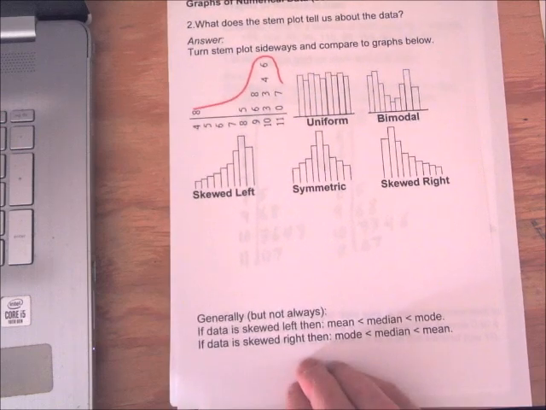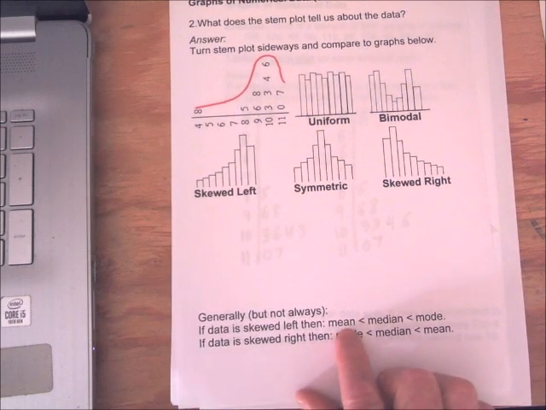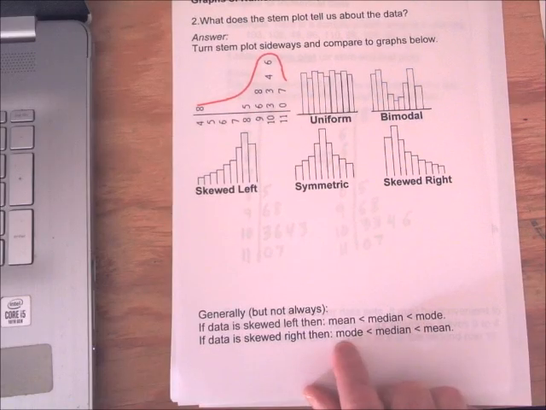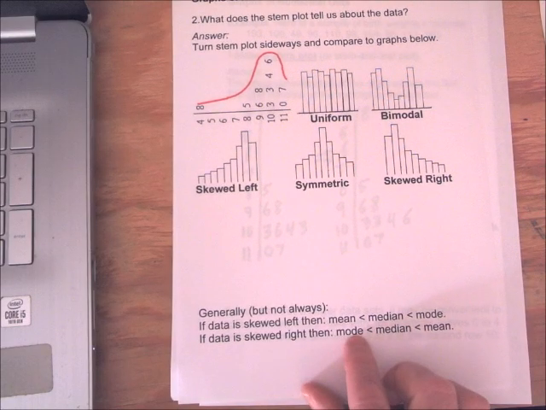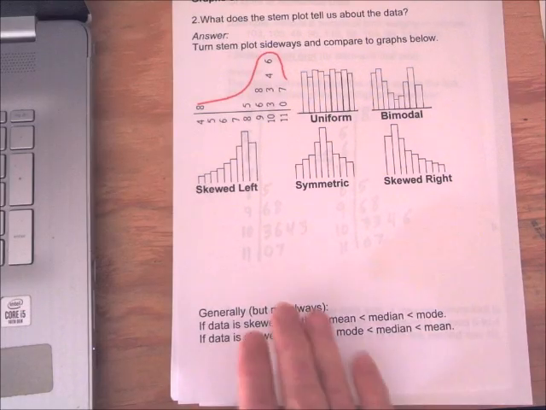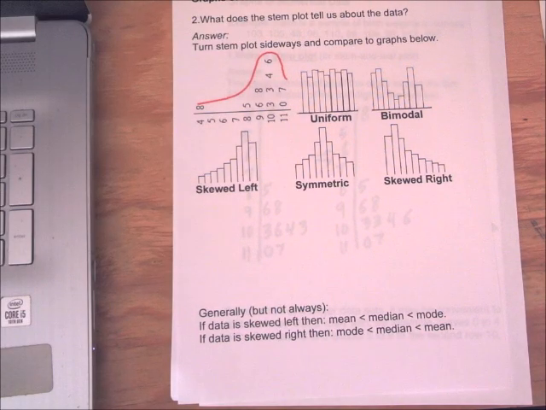Generally, but not always, if the data is skewed left, then the mean is less than the median, and the median is less than the mode. If the data is skewed right, then the mode is less than the median is less than the mean. So the skewness can affect the statistics.